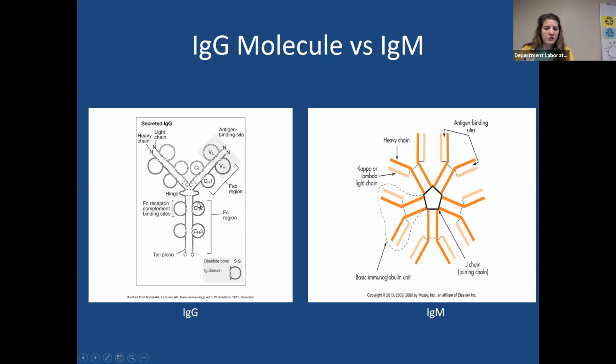And your Fc portion of your immunoglobulin, this is where complement will bind. And then remember that the heavy chains and light chains are joined together by disulfide bonds. So right here in the middle area, this is a hinge region. That's what gives the antibody its flexibility. It can kind of fold.